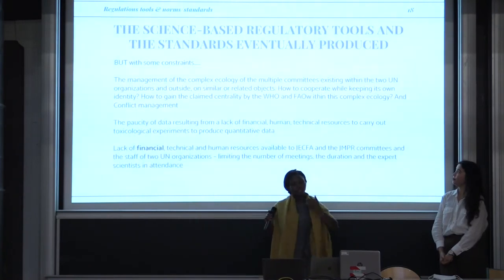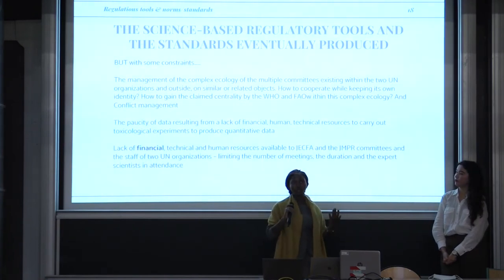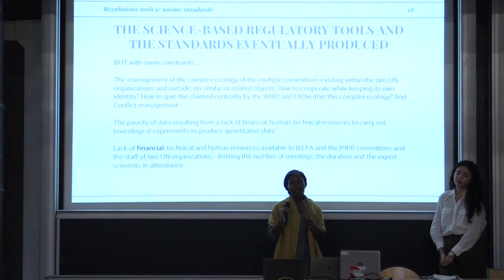So in trying to create this international standard, it didn't come easy. It came with some constraints. And the first one is, like Nathalie already said, there were other organizations and institutions that were also trying to look at international standards of foods. But what this joint expert committee tried to do is ensure that there is a synergy between their work and the work of these other organizations. And they also tried to avoid conflict, because when issues are not solved, it makes their work a bit complicated and challenging.